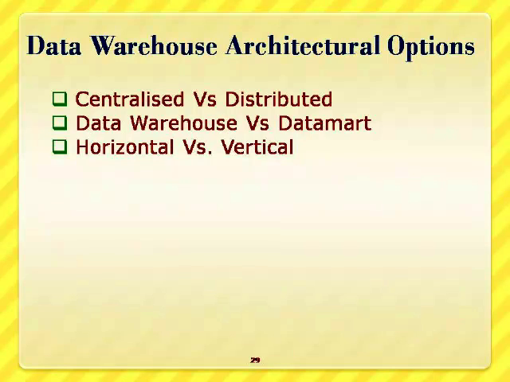Centralized versus distributed. All the data related to the complete organization is centralized at one place, that is centralized, or I distribute the data in different systems and different places, that is distributed.